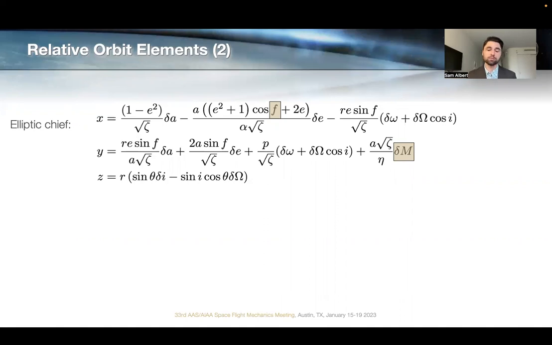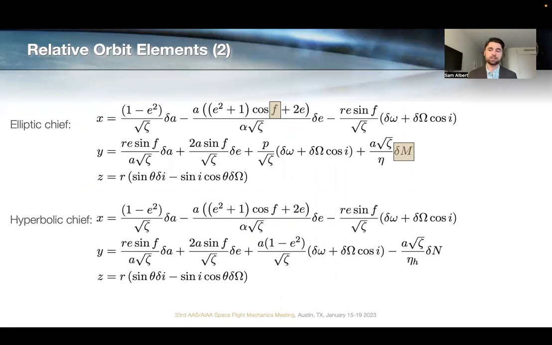So if we want to look at a hyperbolic chief, we can make some slight modifications to these equations and get a form of them that's very similar, but is written in terms of the change in mean hyperbolic anomaly. So that would be valid for hyperbolic chief. And I'll just make a quick note that you do need to respect the fact that for a hyperbolic chief, its true anomaly must be bounded by these asymptotic values. And if you forget that, the equations will remind you to do so by going singular at those asymptotic values.